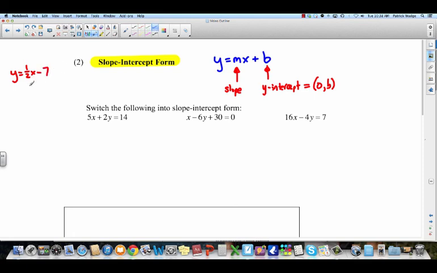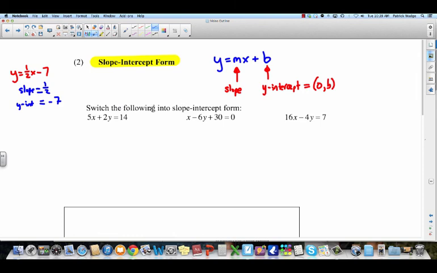What's the slope in this case? Well, the slope is the m value that's right in front of the x, so the slope is 1/2. What's the y-intercept? The y-intercept is the number at the end here. It's not 7, it's -7. Okay, you have to take the sign with it. If this was a +7 here, it would be +7. If it's a -7, it's -7.